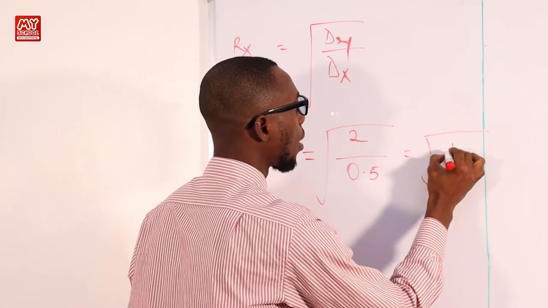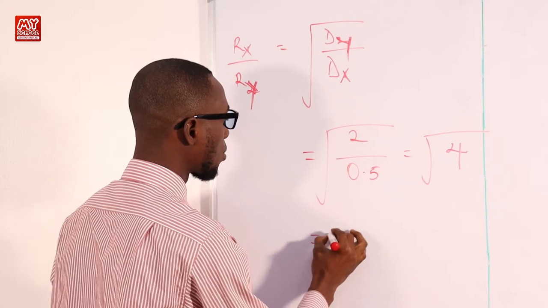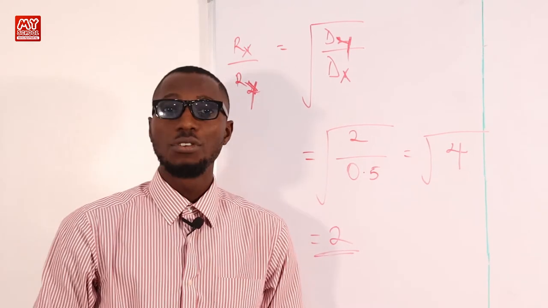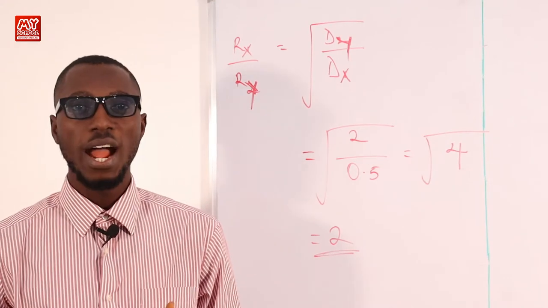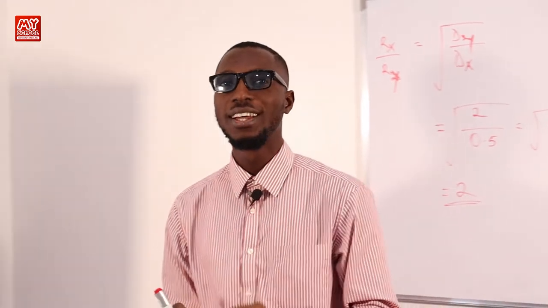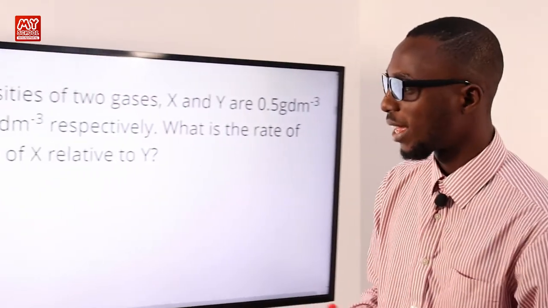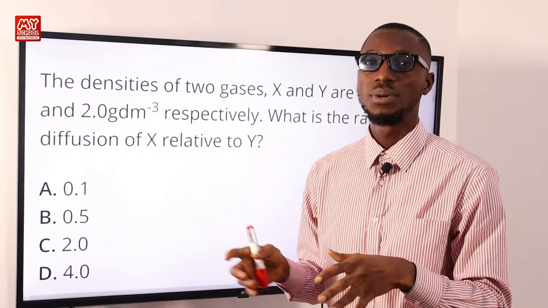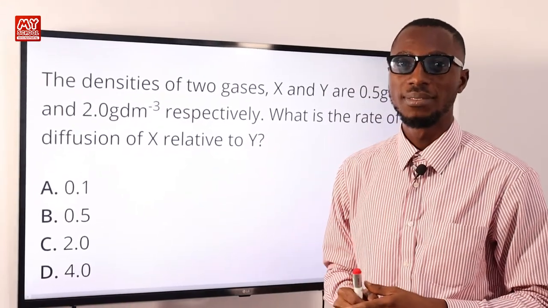So we would have the square root of 4, and we know that the square root of 4 is 2. So the rate of diffusion of X relative to Y is 2. We just have to go back to our screen and pick the correct option together. So we can confirm that option C, 2.0, is correct.